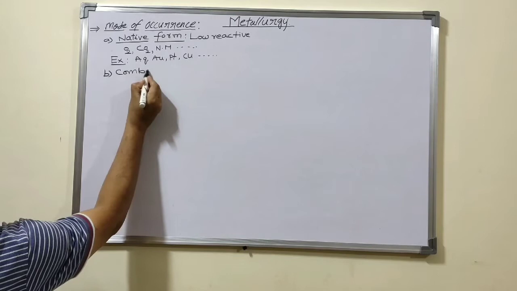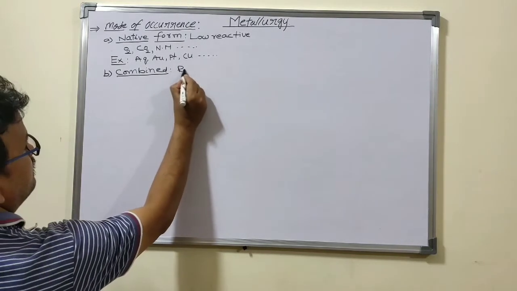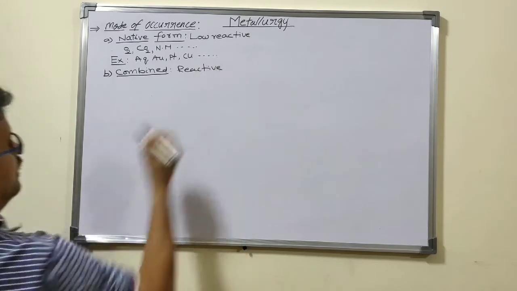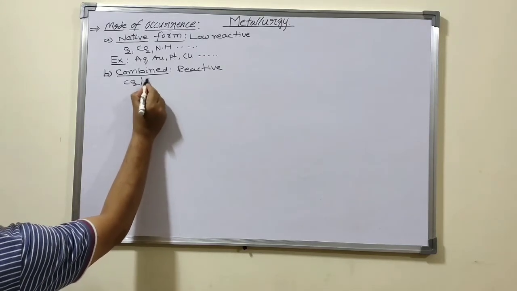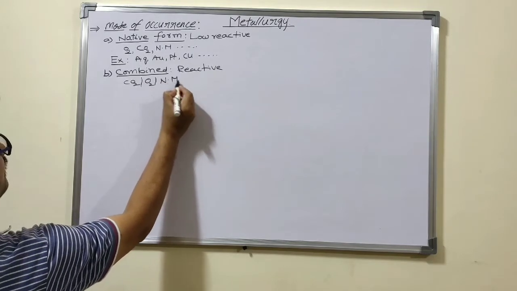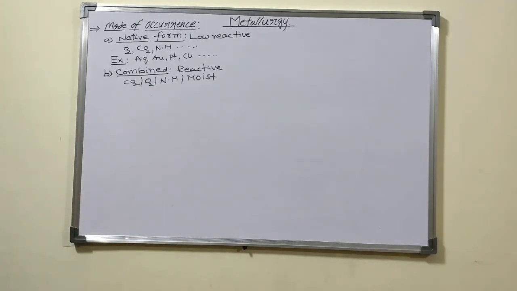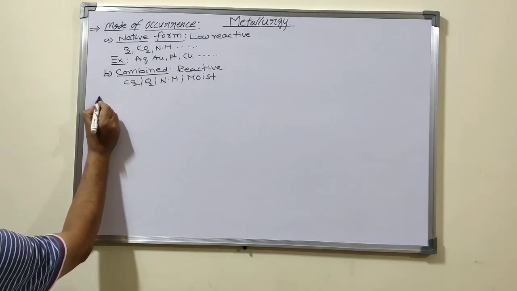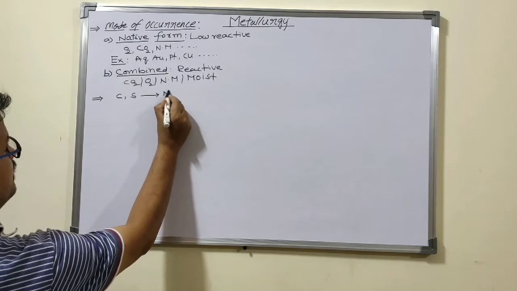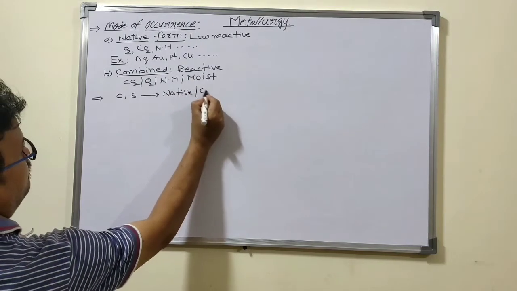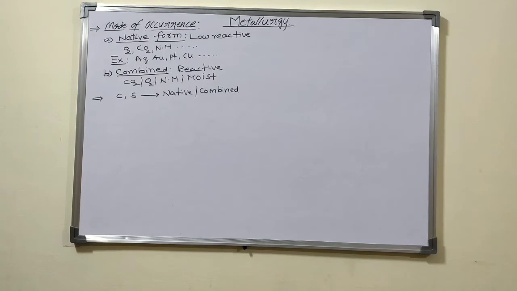Combined form. Elements which are reactive occur in combined form. These are ready to react with carbon dioxide, oxygen, non-metals and even with moisture. So they occur in the combined state. And a few non-metals such as carbon and sulfur can exist in both native form as well as combined form. This you have to remember.